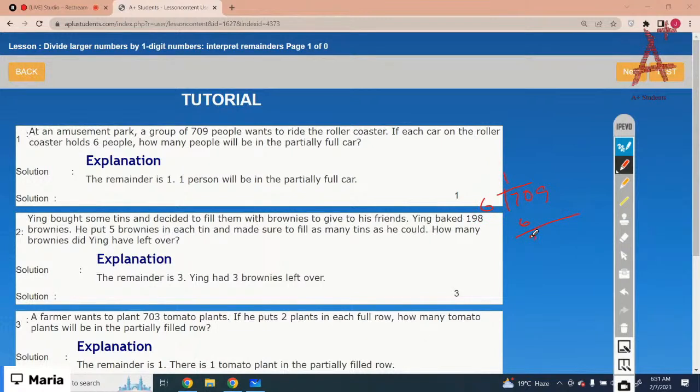6 times 1 is 6. 6 times 5 is 30. 6 times 1 is 6 and here you have 3. That means 151 and you are left with 3 people at the end. 7 take away 6 is 1. Sorry, let me just divide again. 709 by 6. 6 times 1 is 6, 1, 0 down. 6 times 1 is 6, 4, 9 down, 6 times.